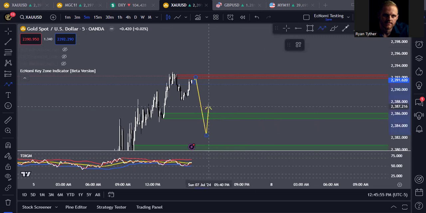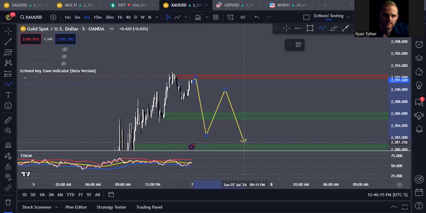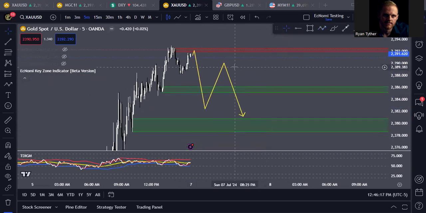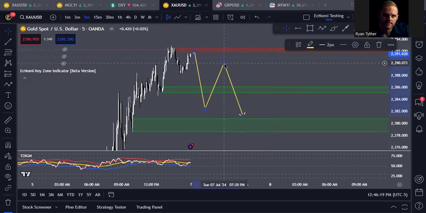For anybody that understands breaks of structure and changes of character, a break of structure is a continuation with the trend. Change of character is a reversal. So if price drops down to here, breaks this structure, that's called a change of character. And this is when people start looking for double tops or heads and shoulders because you got to break the neckline, and then it's got to pull back, and then you take the trade down further, right? That's a simple Forex move. But that's what we're anticipating when we start seeing supplies being formed.